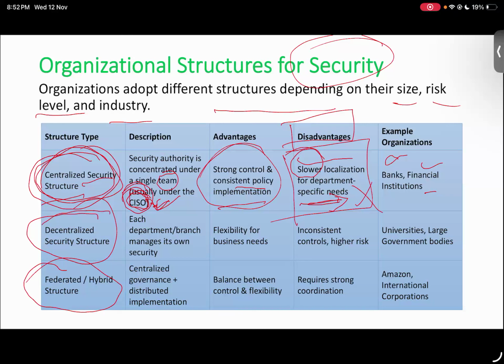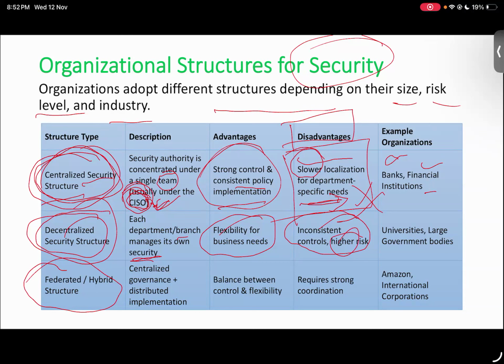Then we have decentralized security structure. That means each department or branch will have its own security department. It offers flexibility based on business need, and the disadvantage is inconsistent control and high risk. Every department will have its own risk assessment methodology, its own treatment plan, its own risk analysis and everything. So this is not a centralized approach, and in that process you have inconsistency and high risk.